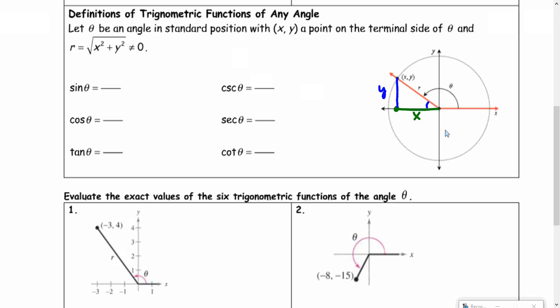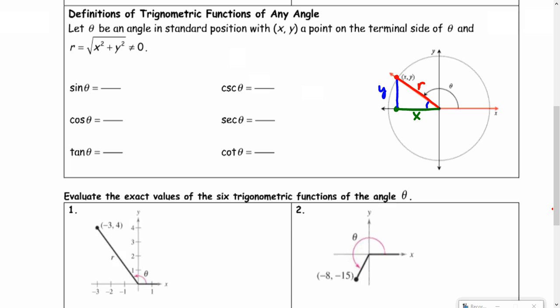And my radius is going to be the hypotenuse of the triangle, and my radius is always going to be positive because it's a radius. Okay, so x and y we're going to allow to become negative, whether they go down or to the left, but my radius will always stay positive.